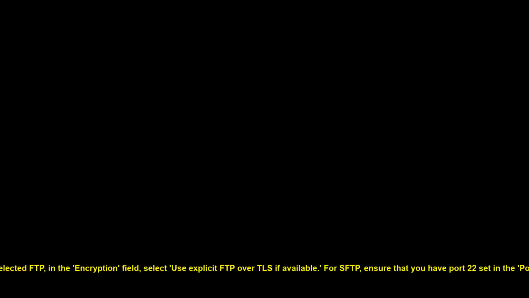In the Host field, enter the IP address or domain name of your VPS. For protocol, choose either FTP or SFTP, depending on your server setup. If you selected FTP, in the encryption field, select Use explicit FTP over TLS if available. For SFTP, in the Logon Type dropdown, select Normal.